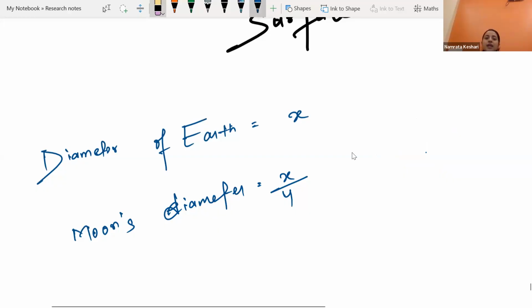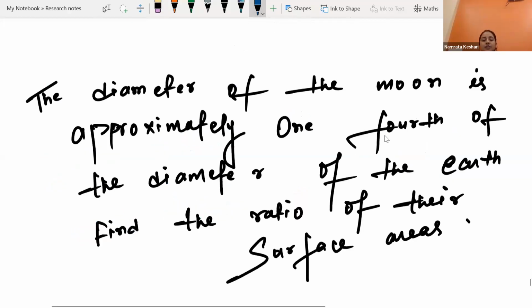Now what we have to find is the ratio of their surface area. Moon is a sphere, earth is also a sphere. But how will we be finding the ratio? Please be careful. At first we'll write in the numerator moon's surface area over earth's surface area. Moon is mentioned first in the question, so we keep moon in the numerator, and in the denominator we keep the earth.